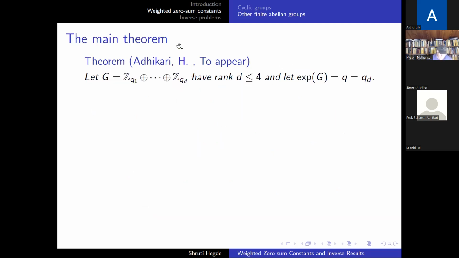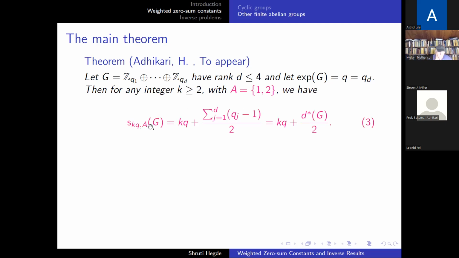Yes. Now we are in a position to prove our main theorem. The theorem says that if G is a group of this form whose rank is at most 4 and its exponent we will denote as Q, then for any integer k greater than or equal to 2 and with weight set A as the set {1, 2}, we have s_{kQ,A}(G) equals kQ plus D*(G)/2, where D*(G) is this summation.